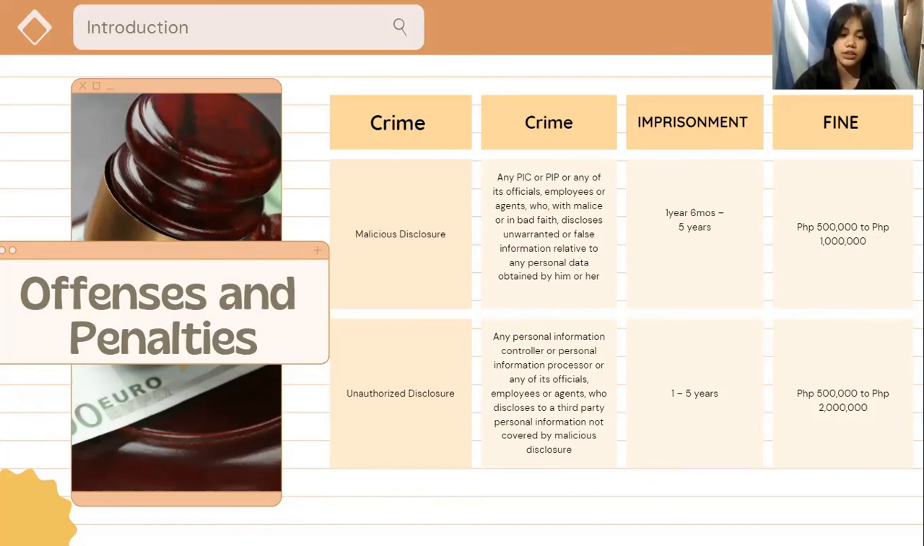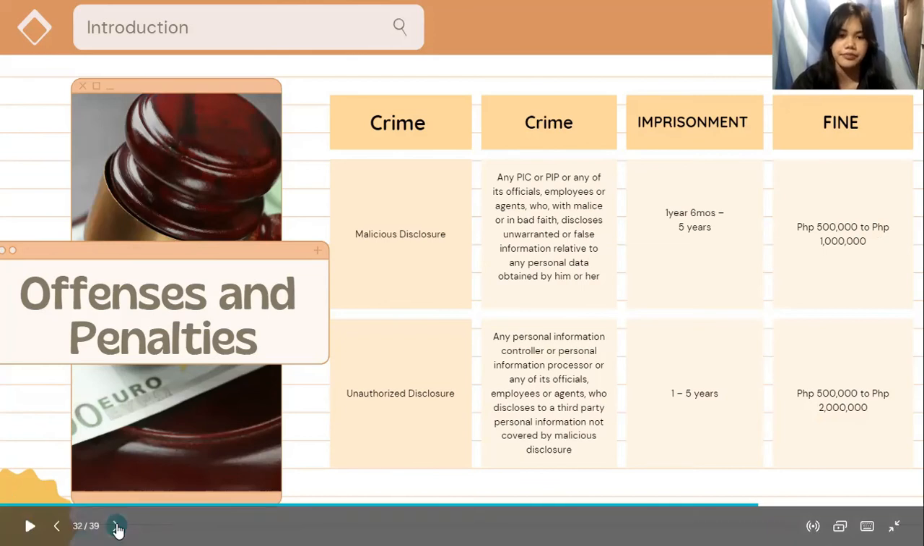And lastly, unauthorized disclosure. This is any personal information controller or personal information processor or any of its official employees or agents who disclose to a third party personal information not covered by malicious disclosure. They would be imprisoned for 1 to 5 years, and they would pay 500,000 to 2 million. Next slide.